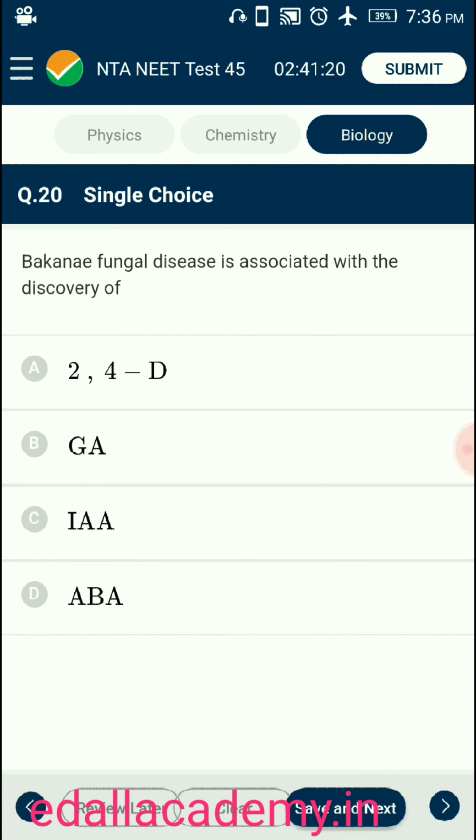Question number 20. Bakanae fungal disease is associated with the discovery of. Bakanae or foolish seedling disease was first reported by farmers in rice plants. It was found to be caused by the fungus Gibberella fujikuroi. Kurosawa reported the appearance of symptoms of the disease in uninfected rice seedlings when they were treated with sterile filtrates of the fungus. So the answer for this question is option B, gibberellic acid.